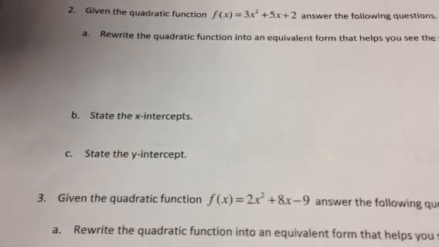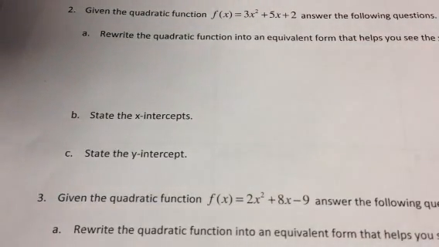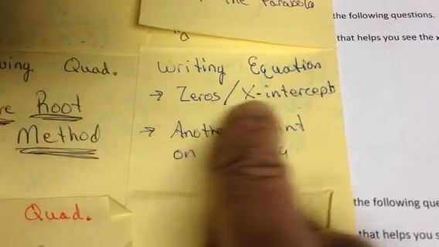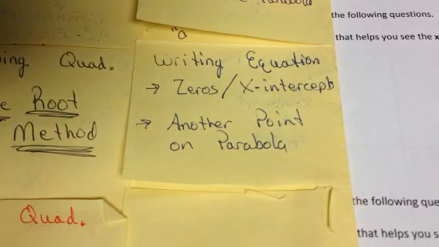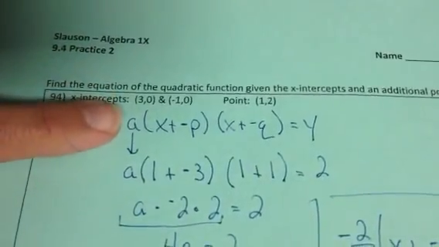Okay, we are starting the review. Before we do that, you did have an assignment yesterday. It was green and it was 9.4, practice 2, working on, going back to our flip book, writing equations if you're given the zeros or the x-intercepts and another point. If you didn't get a chance to check that with the sub, I'm going to share the answers with you now. Okay?